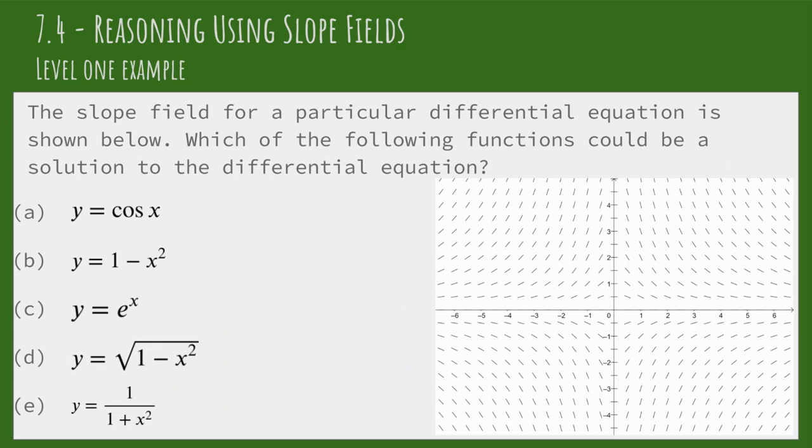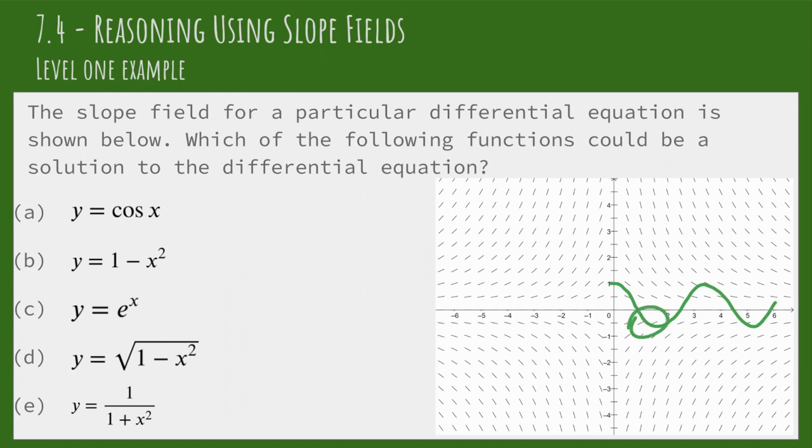So we want to know which of these functions could be a solution to the differential equation that created the slope field here. I actually went through a problem like this in topic 7.3, but I wanted to throw it in here also because it's relevant. So essentially what I want to do, especially with the functions that I know what they look like, is just try to picture if it could be a solution by picturing what it would look like going through the slope field. The cosine function is going to look something like that.